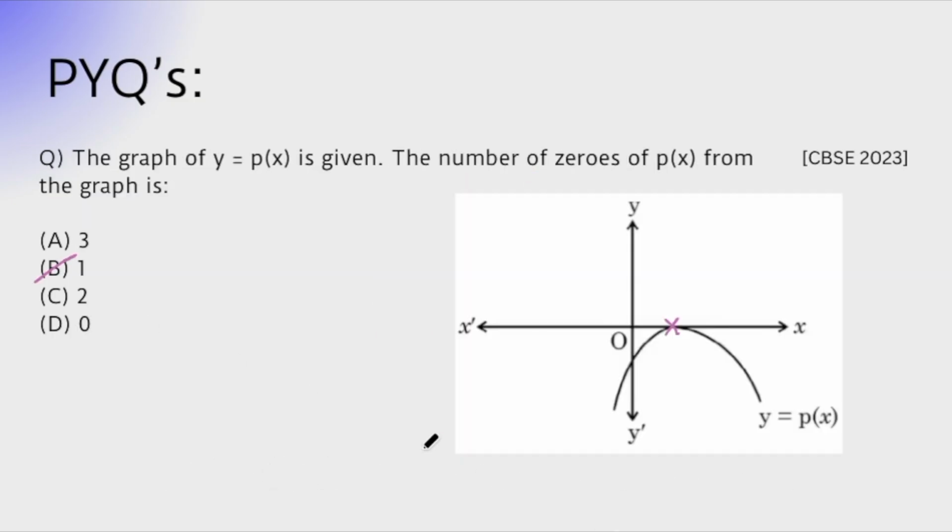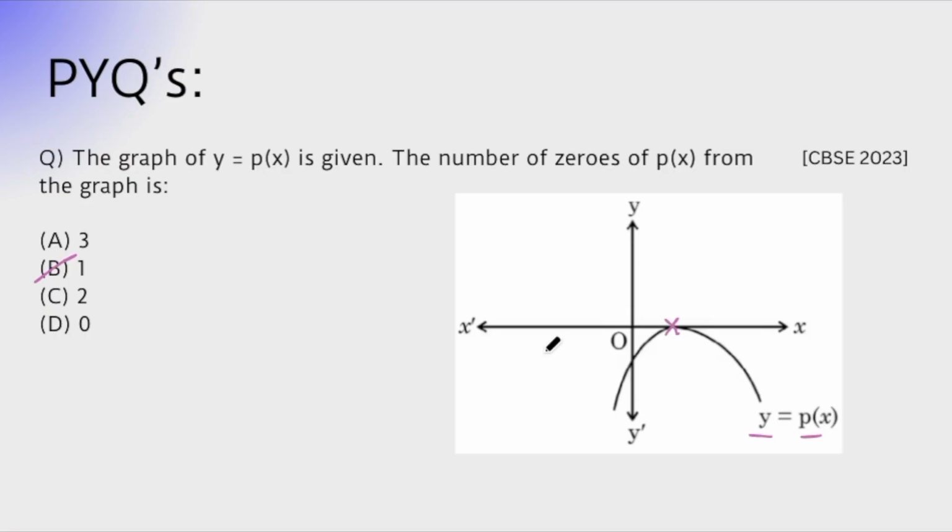Another PYQ which was asked in the CBSE 2023: the graph of y is equal to p of x is given. The number of zeros of p of x from the given graph is. So they may be writing that p of x is equal to y. So you guys might think that now it would mean that how many ever times the graph touches the y-axis, that would be the number of zeros. But no, that's absolutely wrong, because as we have learned before, it will always be the number of times the graph touches the x-axis. So CBSE usually uses this to confuse its students, so you better not get confused.